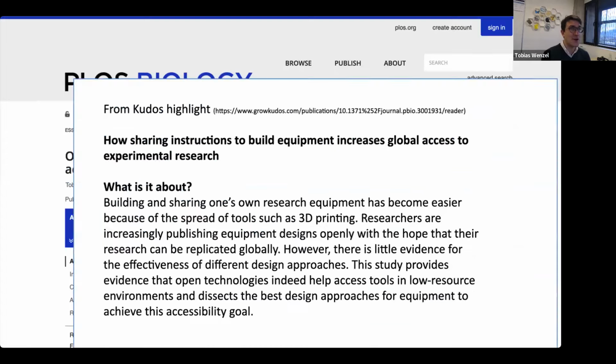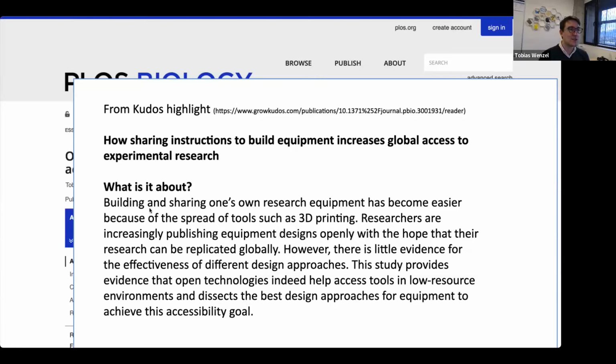And our paper was featured on Kudos. And there we phrased the whole idea of the paper and the title in simple language. So I'm going to use that to maybe explain a little bit about this. I'm very excited to have published this and today to have the opportunity to discuss it with you, because this is really a condensation of my thoughts around the topic and what we're really trying to achieve with this kind of development, not only for our lab, but more broadly for the scientific community. So really this article is about how the sharing of instructions to build equipment increases the global access to perform experimental research that otherwise maybe they would like to do, but they can't.